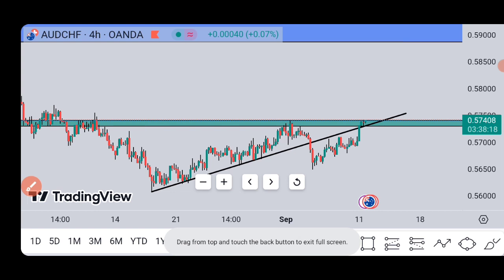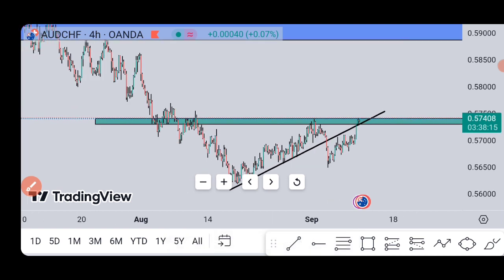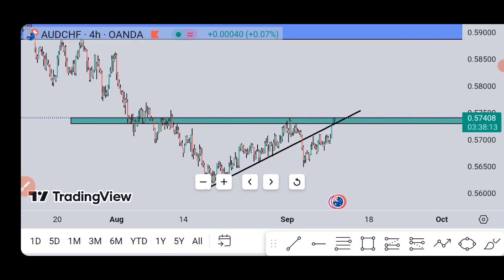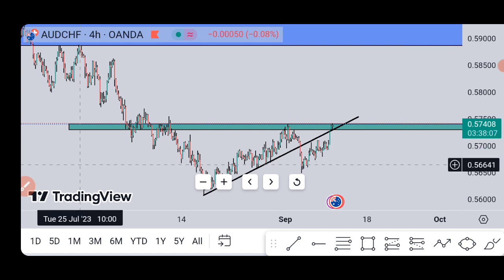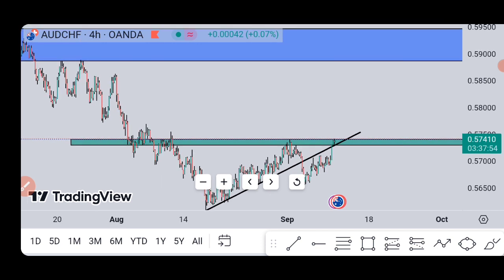This situation is currently happening: all pairs are having a correction against the major trend. That's what I noticed when I was analyzing in the morning. So the next pair I will analyze is AUD JPY. I'm seeing a valid entry on that pair, so let me quickly go to my AUD JPY pair.